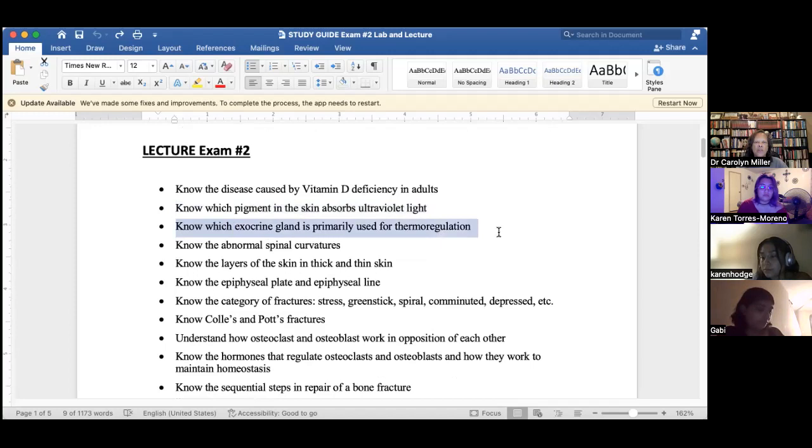Know which exocrine gland is primarily used for thermoregulation. We have 2 sweat glands. It is the eccrine sweat gland that is primarily used for thermoregulation through evaporative cooling. Yes, we sweat under our arms and in the anal region, which are the apocrine sweat glands, but that's not going to help cool us down. Eccrine sweat glands.